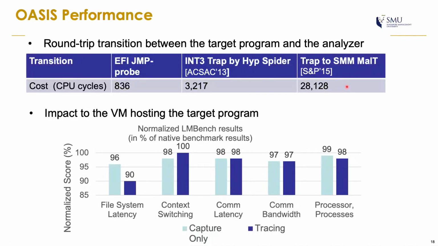To evaluate the Oasis impact on the guest VM hosting the target program, we run LMbench in the guest VM and continuously capture its spread to the on-site environment for EFI tracing. The highest overhead is on the file system latency, where the EFI trace incurs 10% overhead.